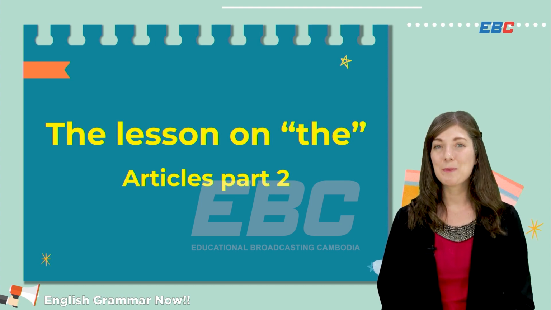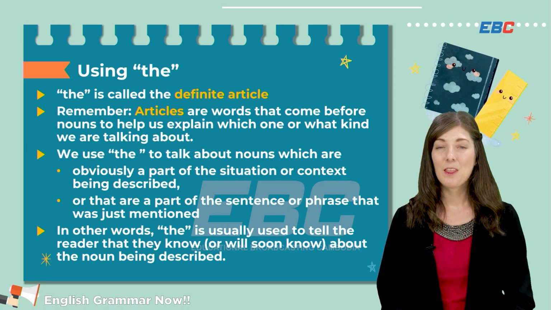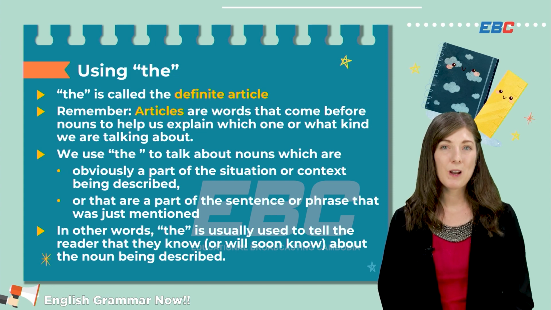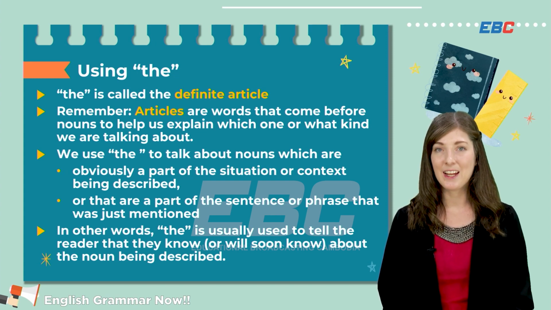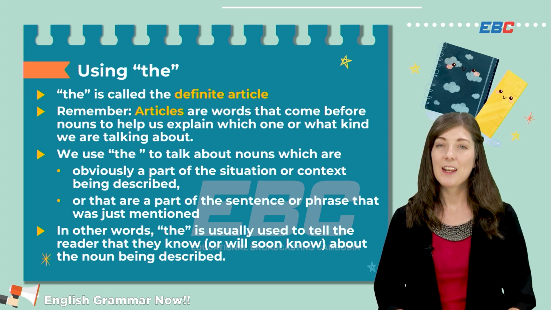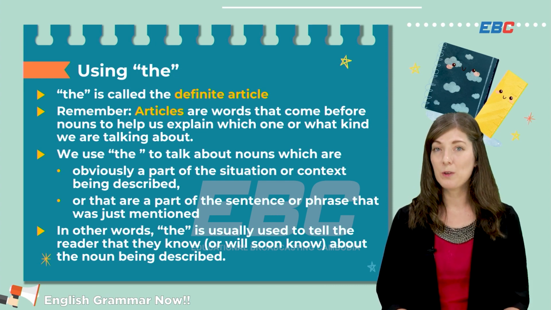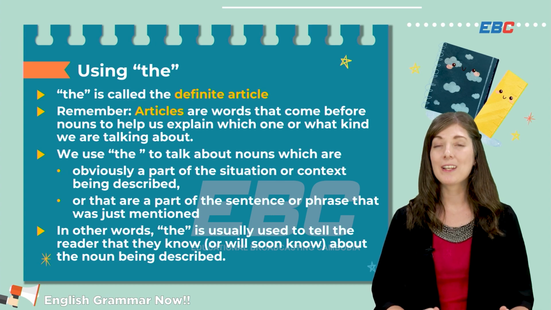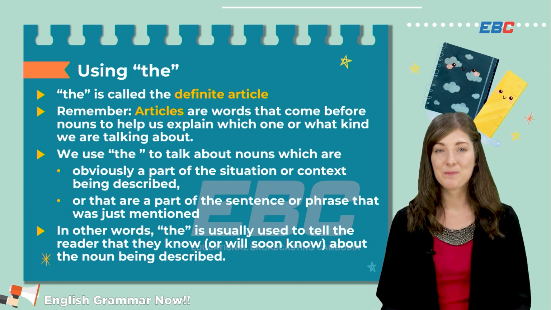Today, we're going to be talking about the lesson on the. This is Articles Part 2. The is called our definite article, and we've already studied a and an, which are indefinite articles. You may remember that articles are words coming before nouns that help us explain which one we're talking about or what kind of thing we're talking about.